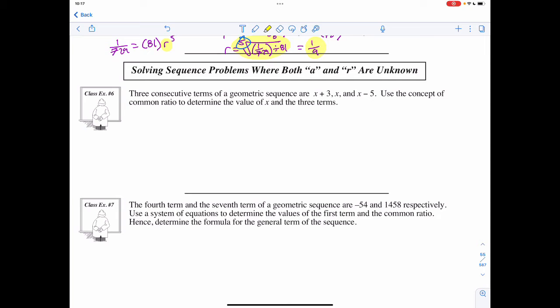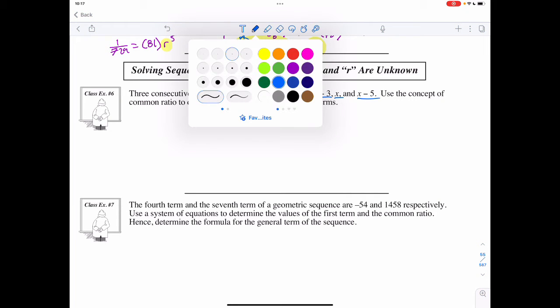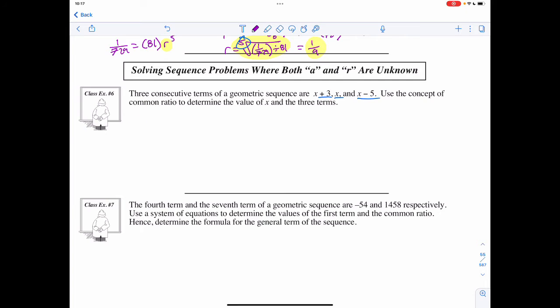If it says 3 consecutive terms of a geometric sequence are x plus 3, x, and x minus 5, then because I know that a common ratio never changes, where term 2 divided by term 1 is equal to term 3 divided by term 2, then I can apply that and say that if I take term 2 divided by term 1, that has to be the same as term 3 divided by term 2.